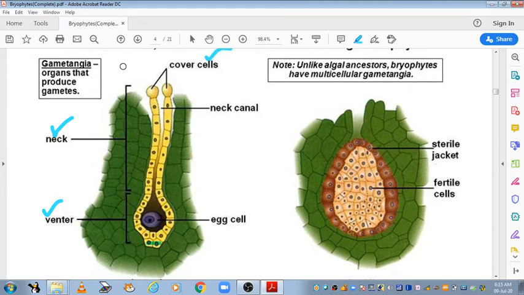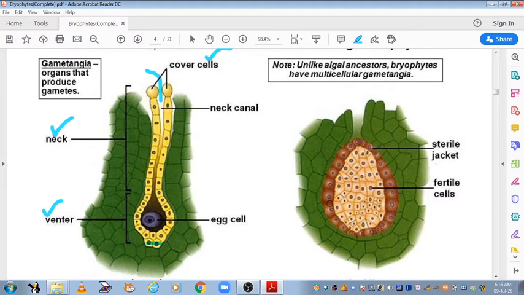Now, when the male gamete enters the archegonium, it enters through this neck canal and reaches up to the egg cell to fertilize it. Here, special chemicals or attractants are secreted by archegonium to attract the male gametes towards the egg to perform fertilization. Now, let's move to the antheridium.